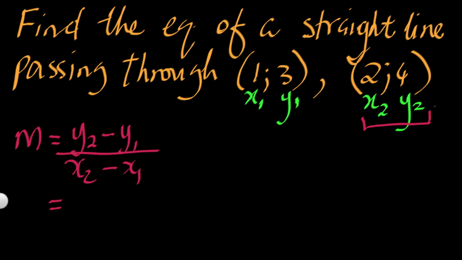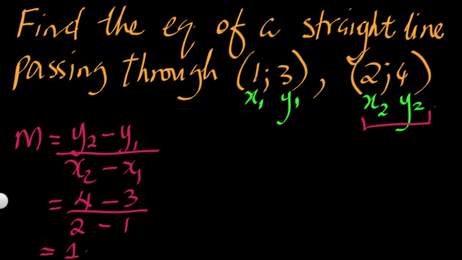My y2 is 4, my y1 is 3, over my x2 which is 2, minus 1, which is my x1. I punch it in my calculator. I get 1, because 4 minus 3 is 1 and 2 minus 1 is 1. So I get 1. It means I have my m, which is 1.